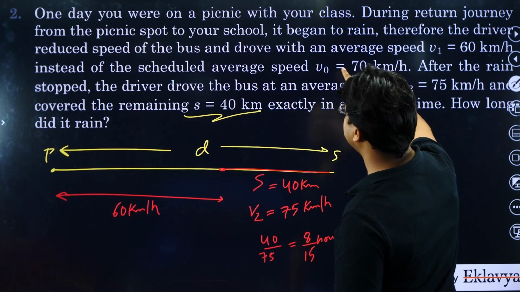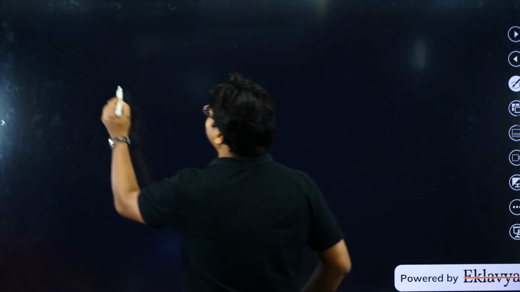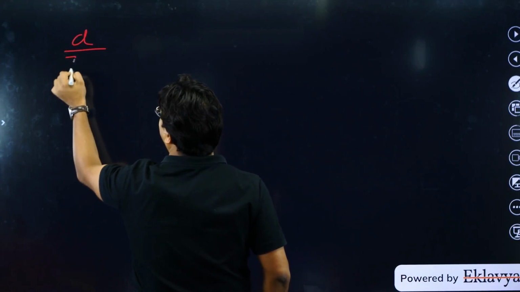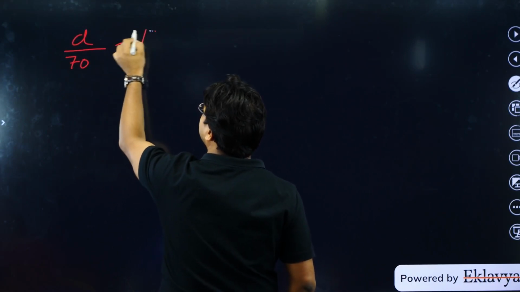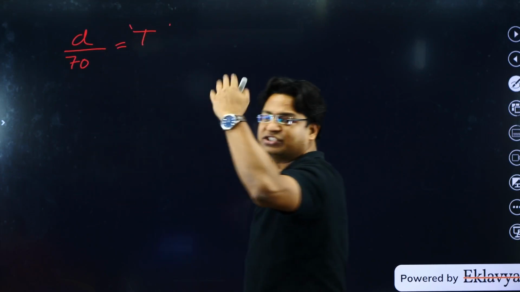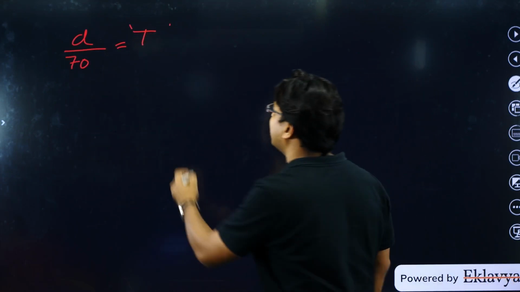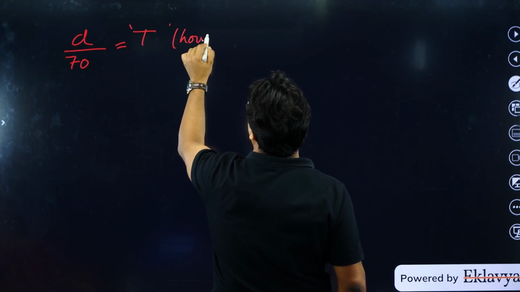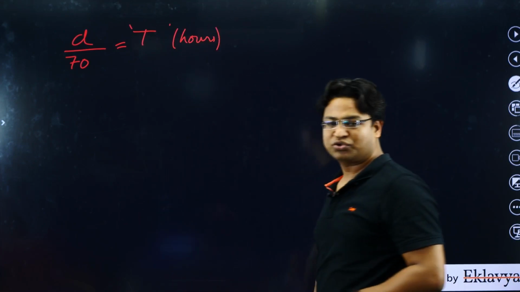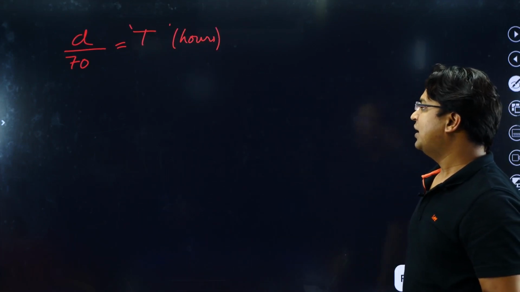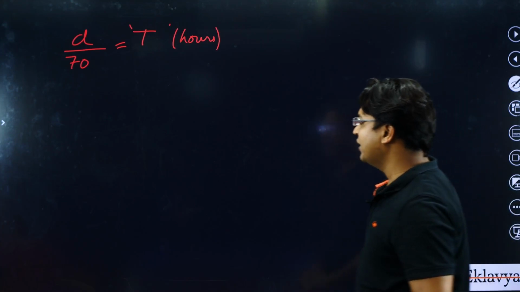this is 70, this was the scheduled speed. Okay, so d divided by 70 is the scheduled time, and it is in hours. Okay, this is the time the bus should have taken to return from picnic to school.